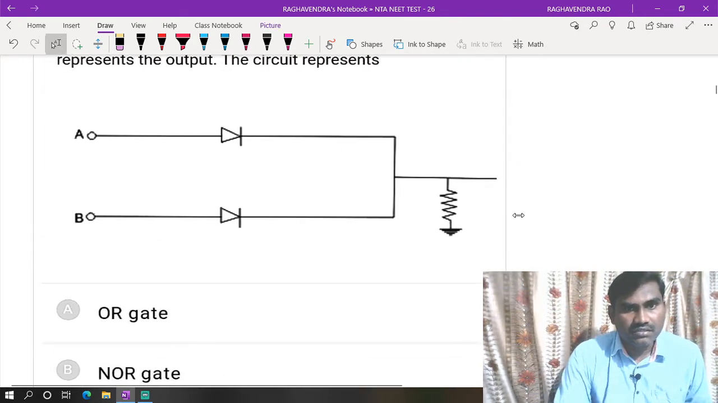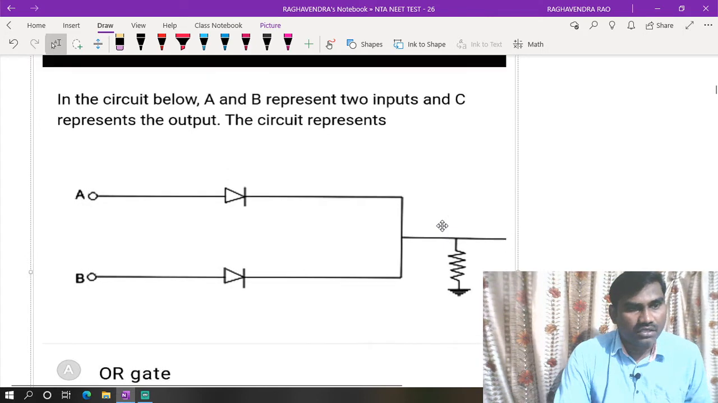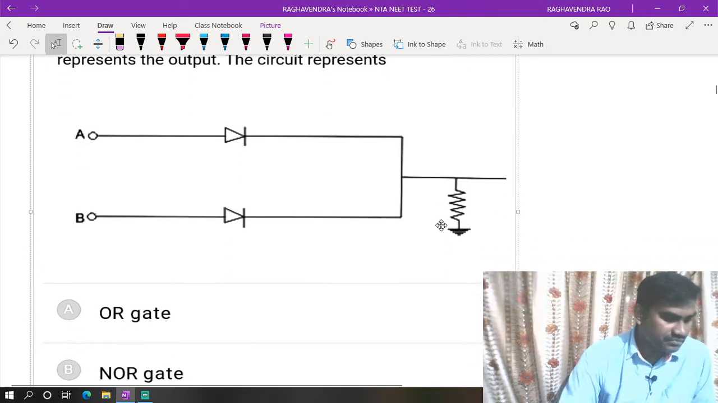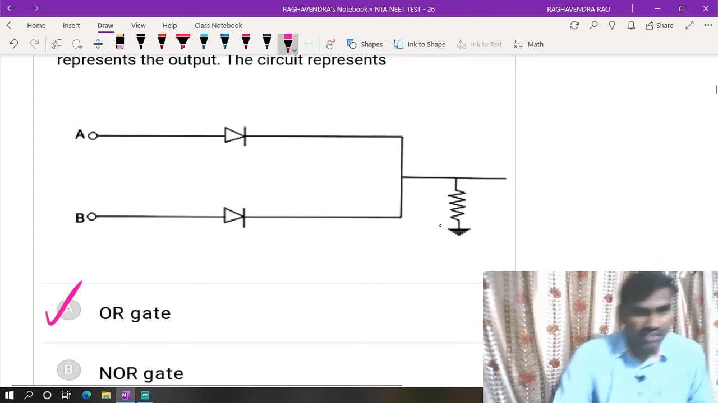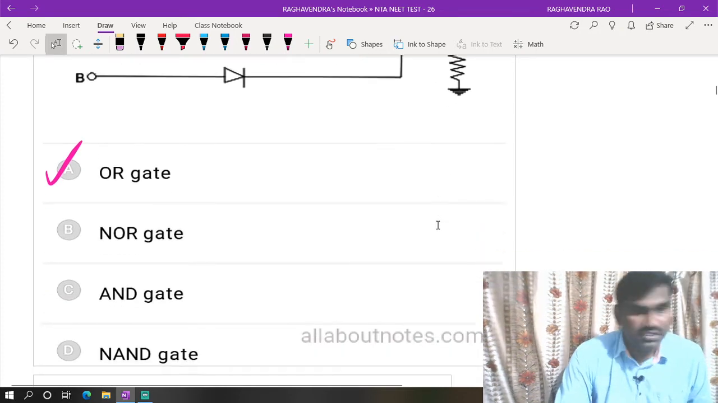This is a direct skeleton of the OR gate. Directly we can say this is an OR gate by seeing the diodes arrangement.